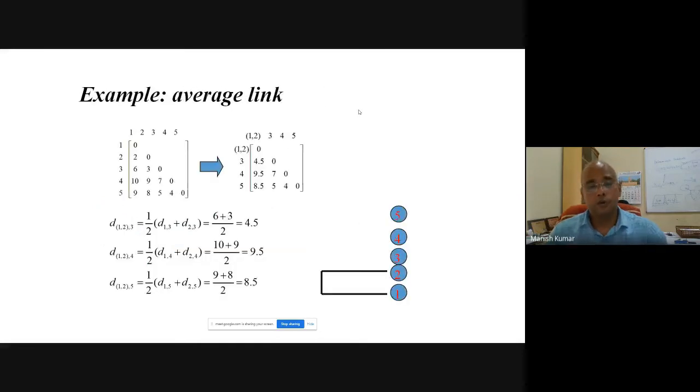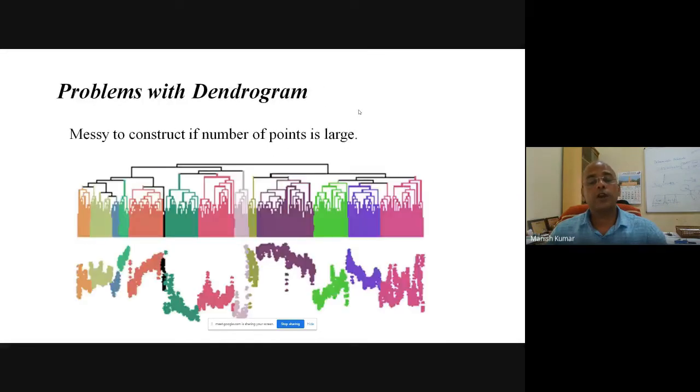So this way you can apply complete, single and average link. There is one problem with the dendrogram: when you have large data set points, the dendrograms you get are messy, so it is very hard to detect the clusters out of it. So you have to look into that matter. It is always better to go for parallelizing the entire process.